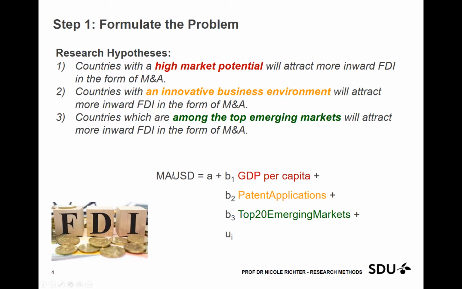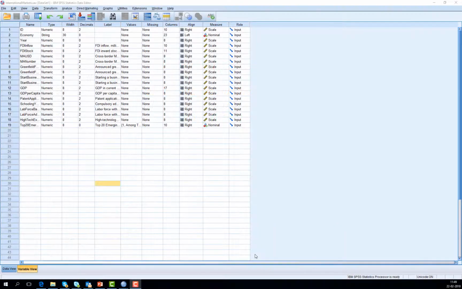So basically we have a model where we have 1 dependent variable and 3 independent variables that try to explain the level of the variance of mergers and acquisitions in our model. Let us now jump into our SPSS data file to see how we can estimate this model in SPSS. I have now opened the file in SPSS, and that is exactly the file that we have been using so far, international markets.